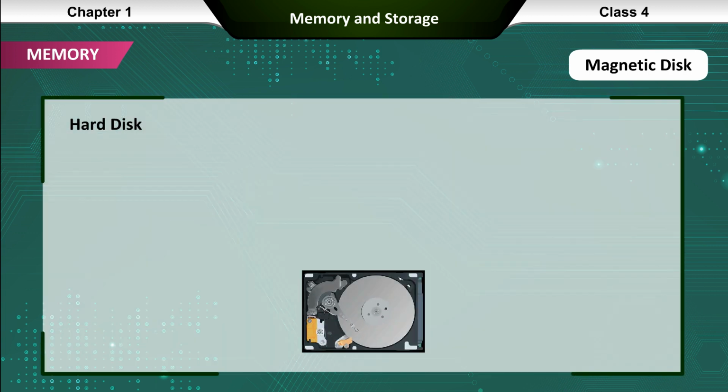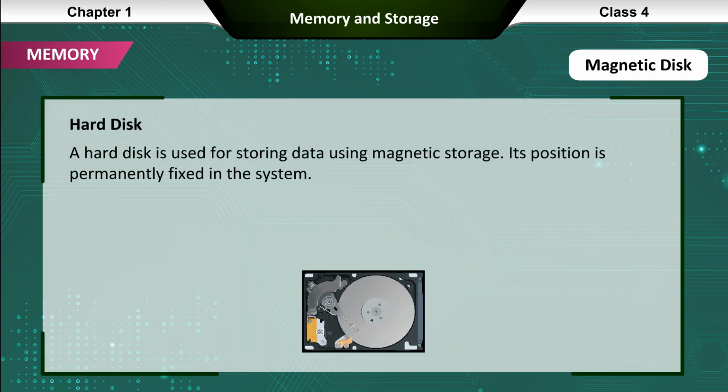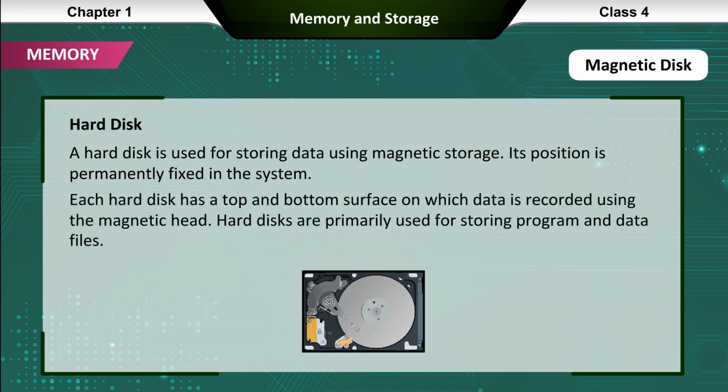Hard disk. A hard disk is used for storing data using magnetic storage. Its position is permanently fixed in the system. Each hard disk has a top and bottom surface on which data is recorded using the magnetic head. Hard disks are primarily used for storing program and data files.